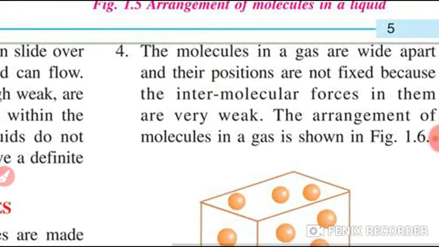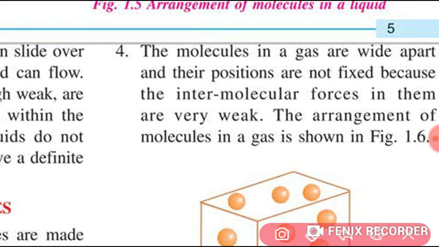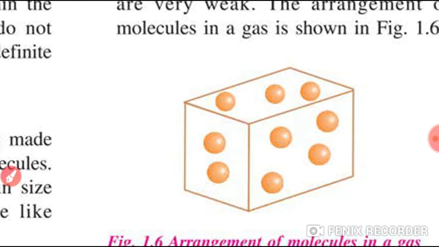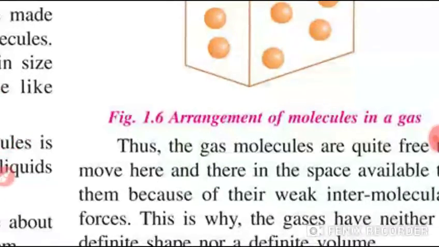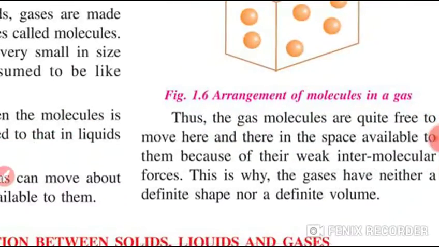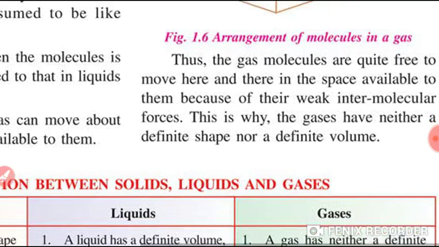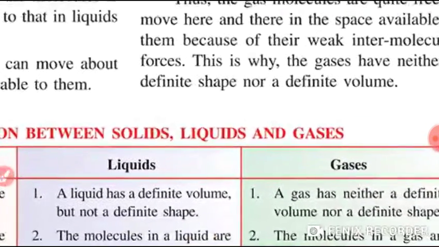The molecules in a gas are wide apart from each other and their positions are not fixed because their intermolecular forces are very weak. Okay, just have a look at this arrangement of molecules in a gas, how far apart the molecules are. Thus, the gas molecules are quite free to move here and there in the space available to them because they have very weak intermolecular force. That is why gases have neither a definite shape nor a definite volume.